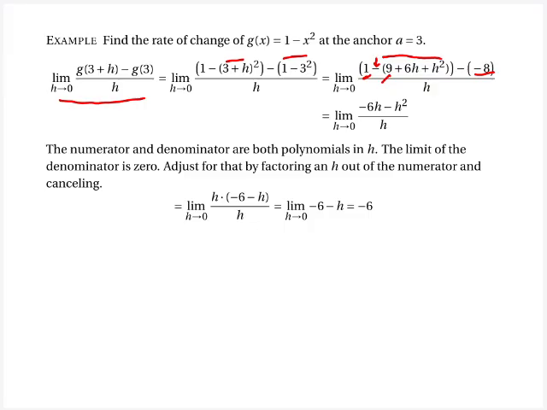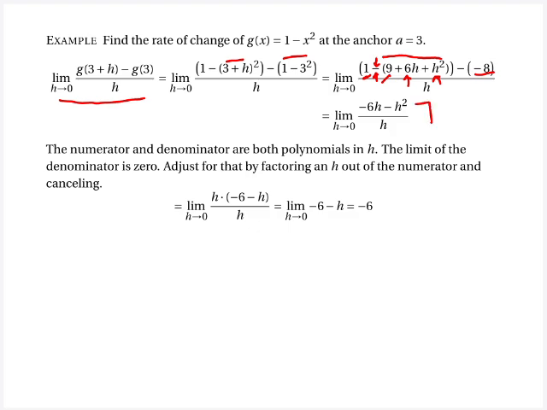And when the smoke clears, I end up with a minus 6h and a minus h squared. Do you see that the minus here became in front of the 6h and also in front of the h squared? And so I got minus 6h minus h squared.